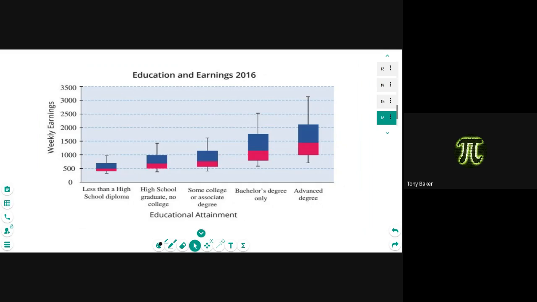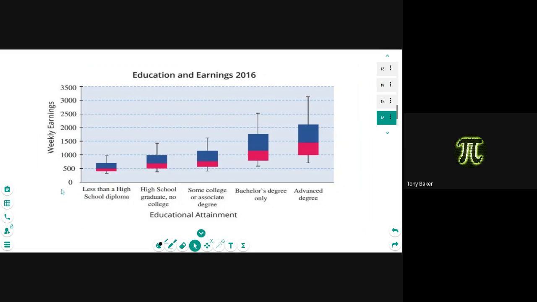So here's a question. Can a person who does not have a high school diploma earn more than somebody that has an advanced degree? What would we be looking at to compare those two? The maximum. We'd look at the max here, right? Is that higher than the minimum on the advanced degree? So you could have somebody that does not have a high school diploma earning more than somebody that has an advanced degree.